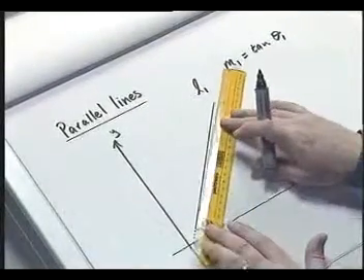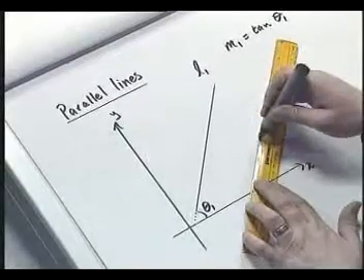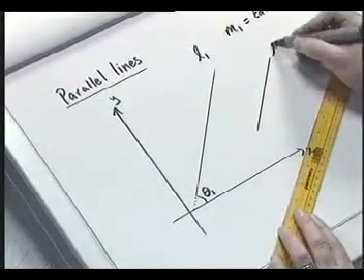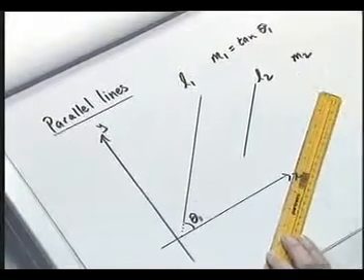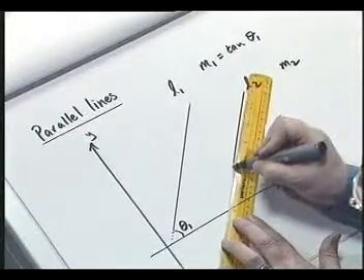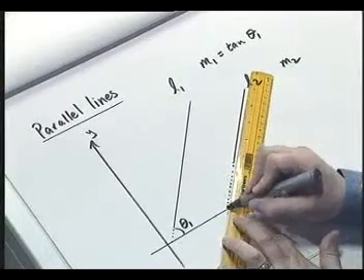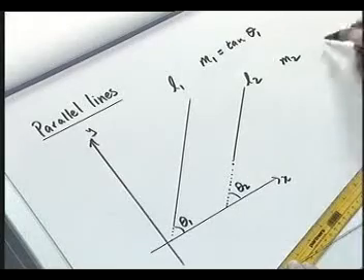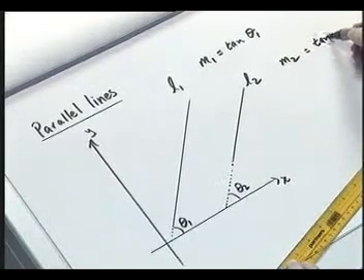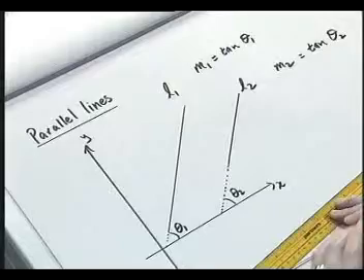Let's put another line on that's also parallel to this first line. This line is L2. It'll have a gradient M2. Let's extend it back to the horizontal axis, and let's measure this angle. That will be theta 2. And M2 will be the tangent of theta 2.